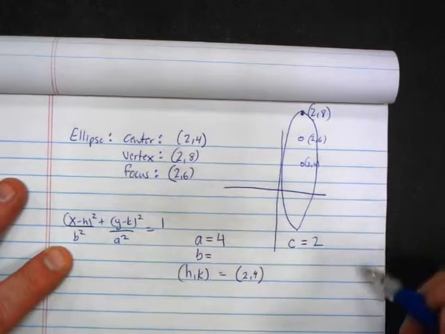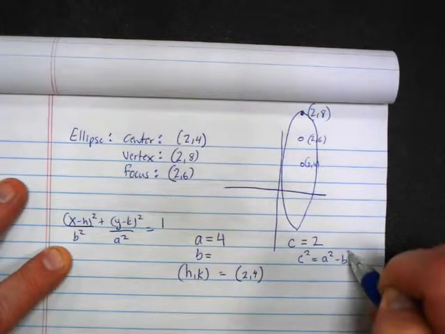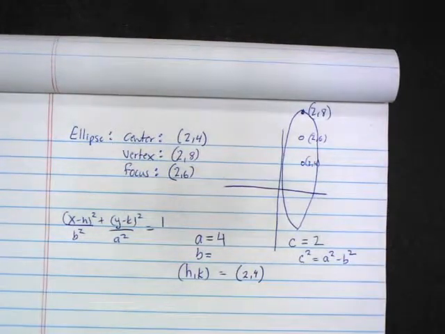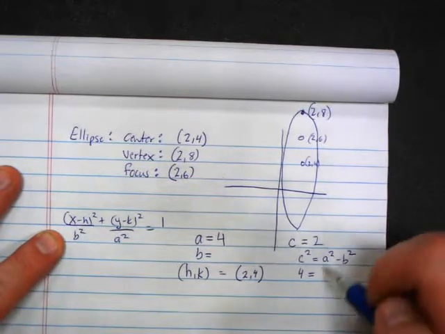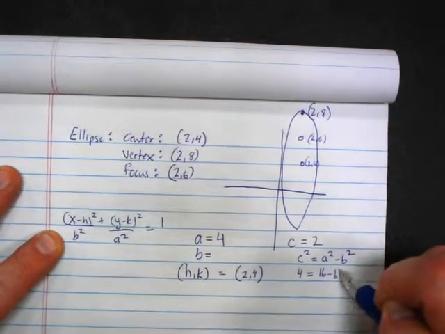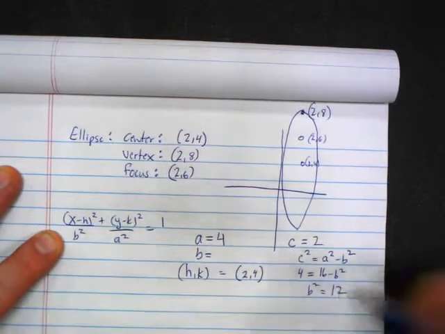I think what we're going to have to do is use C squared equals A squared minus B squared to figure out B. And that happens quite often. It's actually kind of rare if you were to be given information about the vertex and information about the covertex. Usually you're given information about vertex and focus. And so quite often you have to use that formula. 4 equals 16 minus b squared. So b squared is 12.